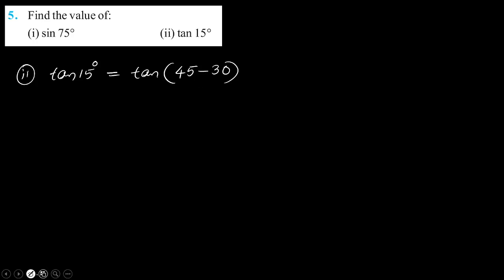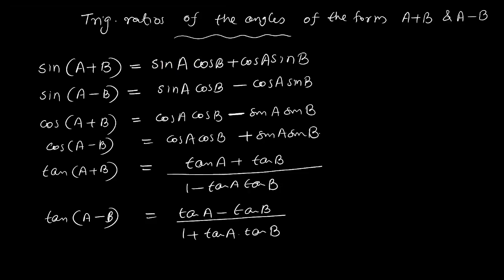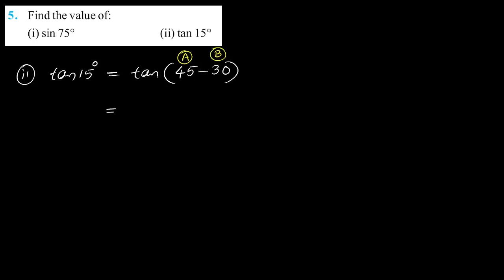Now this is of the form tan (A minus B). Understood? Tan (A minus B). Is it correct? Yes. You can write the formula. What is the formula? Please memorize the last formula. Tan (A minus B) equals tan A minus tan B by 1 plus tan A tan B.